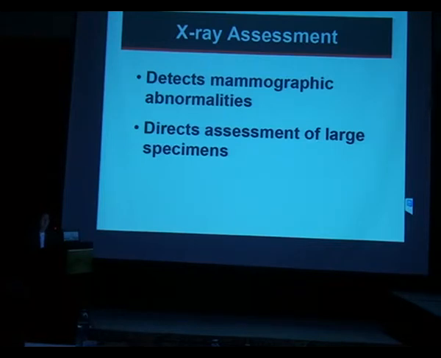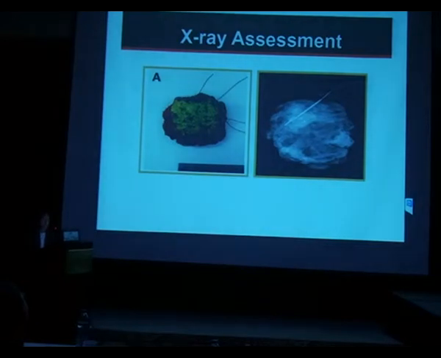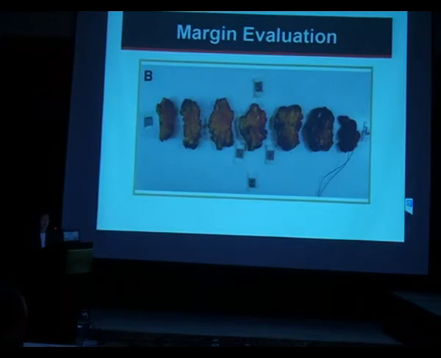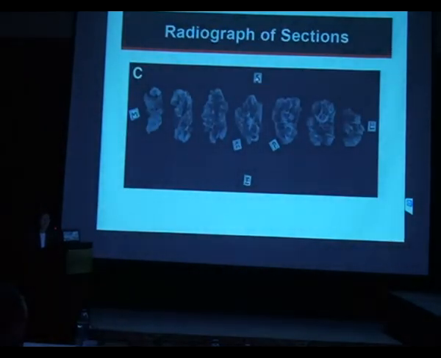Intraoperative X-ray assessment of segmental resections, especially for those non-palpable lesions, is very important, and it also directly assesses the large area of the specimen. So when we receive a specimen like this, this is a needle localization specimen, as you can see. We X-ray the specimen first. We identify the area of abnormality which is targeted, and then we serially section it, and then we obtain a second X-ray. This second X-ray is very important.